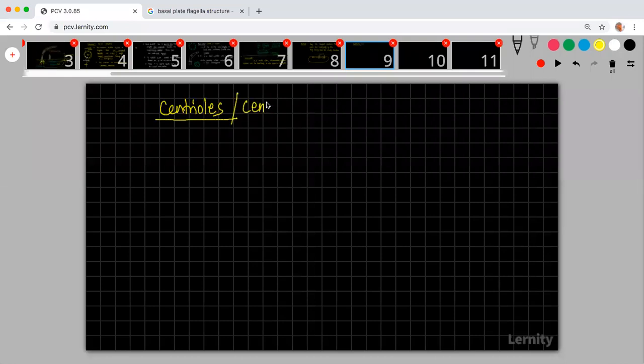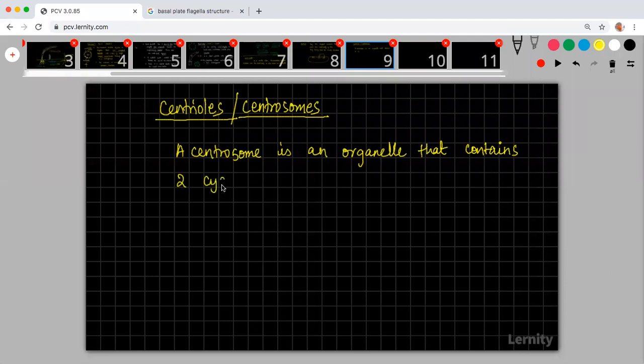Or centrosomes. A centrosome is an organelle that contains two cylindrical structures called centrioles. This is the first point.